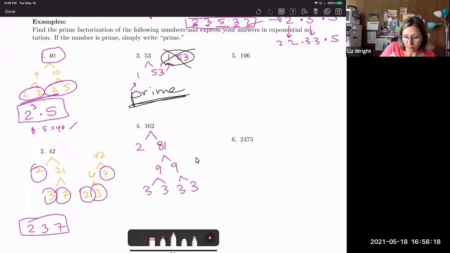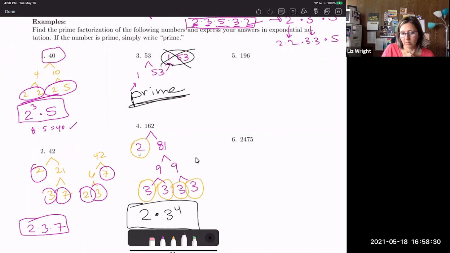So then circle up your prime numbers. Don't forget that 2 at the top. And our final answer, we're going to start with that 2. It's going to be 2 times 3 to the 4th. And that's what you should get for that one. So 5 and 6, I want you guys to do those 2 on your own.